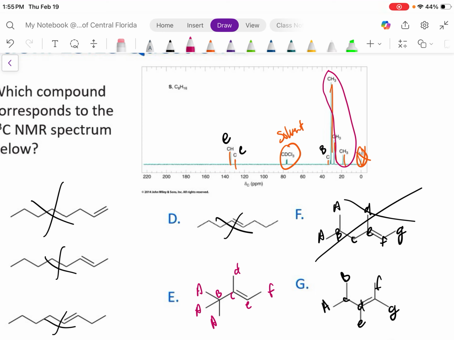But you saw my analysis though, how I eliminated all the other answer choices, right? Because they would all have too many signals. Except D. How many signals would D have? 1, 2, 3, and then 4. So that one would only have 4 signals. You can clearly see that there's more than that. Okay.